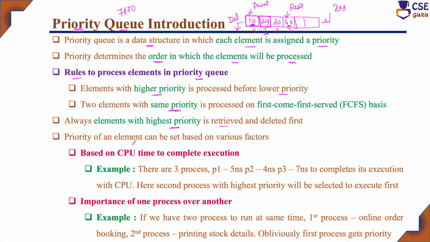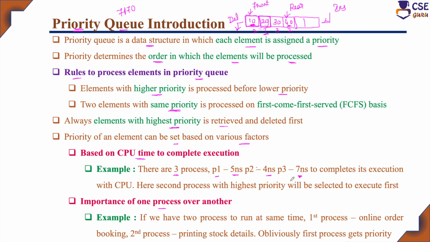The priority of an element can be set based on various factors. One is based on the CPU time to complete its execution. For example, if there are 3 processes, P1 needs 5 nanoseconds to complete its execution, that is, it should execute with the CPU for 5 nanoseconds, then it completes its execution. That is the meaning. Process P2 needs 4 nanoseconds, and process P3 needs 7 nanoseconds to complete its execution with the CPU.